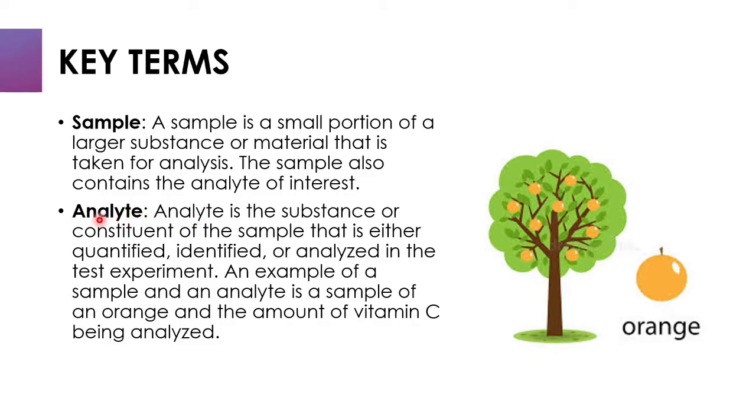The next is analyte. An analyte is a substance or constituent of the sample that is either quantified, identified, or analyzed in the test experiment. An example of a sample and an analyte is a sample of an orange and the amount of vitamin C being analyzed in it. We know that orange is rich in vitamin C. So the amount of vitamin C analyzed in an orange is our analyte, and the orange happens to be our sample.